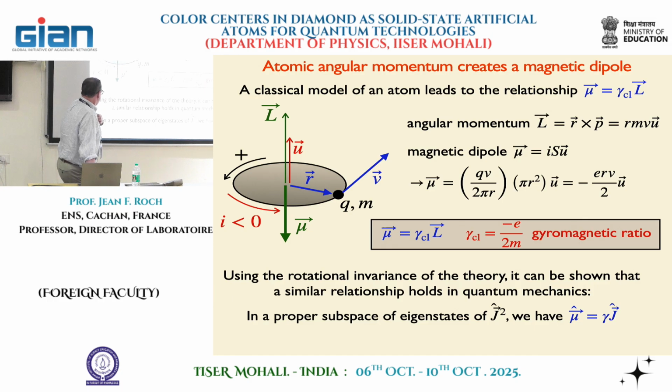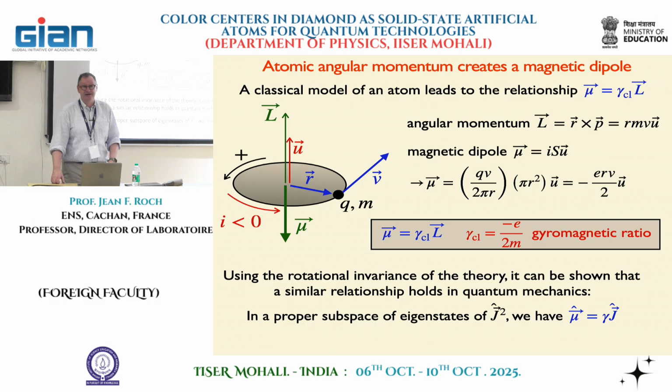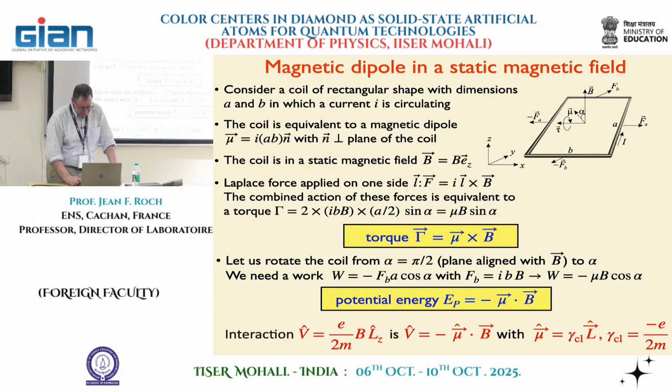Now, using rotation invariance of the theory, we can actually show that a similar relationship also holds in quantum mechanics. If you start from the operator J, an angular momentum, in a proper subspace of eigenstates of J, we have this ratio. It's the application of the Wigner-Eckart theorem, which is associated with vector operators. We don't need to go into those details.